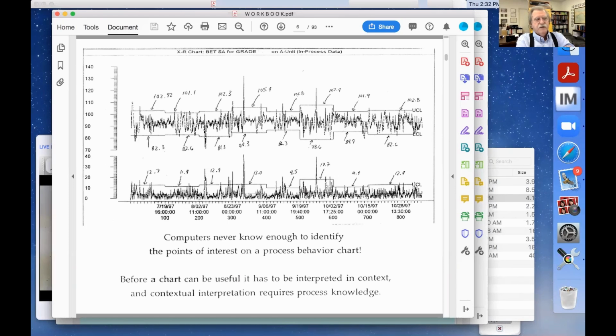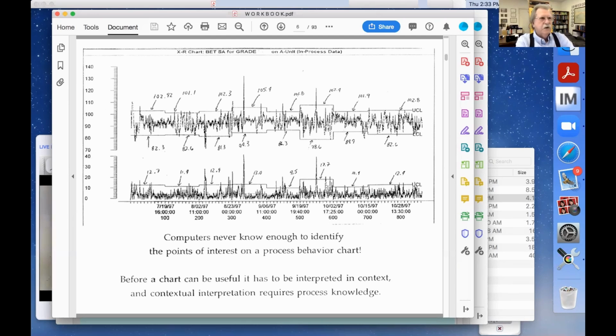Now, because this piece of software focused on detection rules, it marked the long runs around the central line, but it didn't mark the points outside the limits, I guess thinking they're self-evident. They didn't make any progress because they weren't reacting to the real signals, because they were letting the software tell them what to react to.